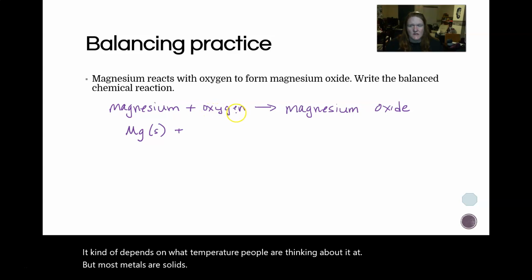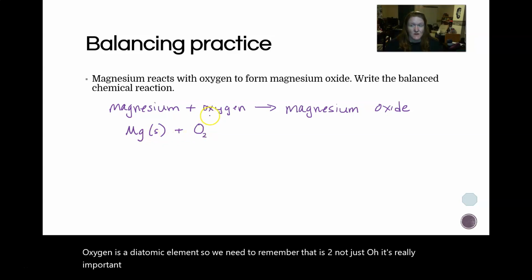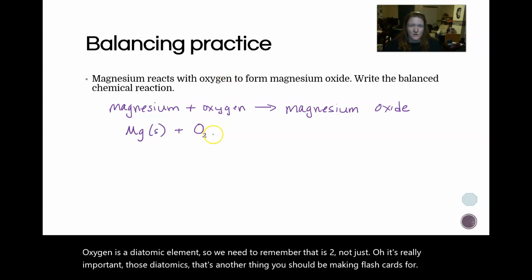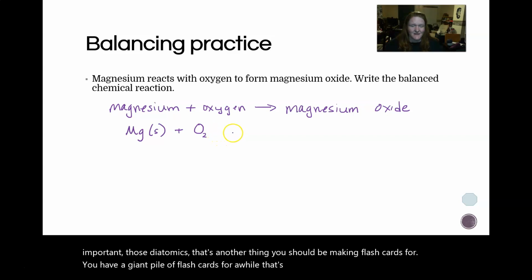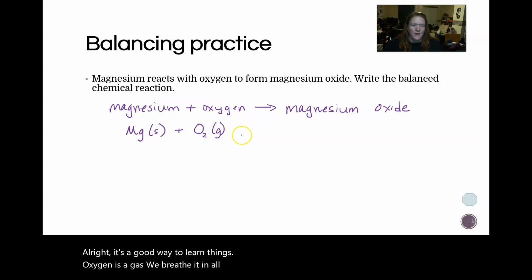Oxygen is a diatomic element, so we need to remember that that is O2, not just O. It's really important you know those diatomics. That's another thing you should be making flashcards for. You're going to have a giant pile of flashcards for a while. That's okay. All right, it's a good way to learn things. Oxygen is a gas. We breathe it in all the time. You should know that. If you don't, you do now.